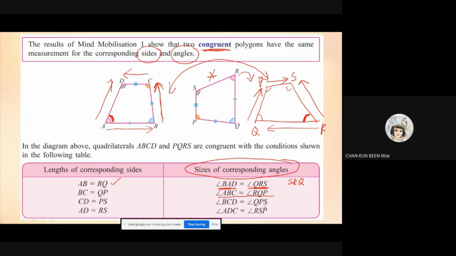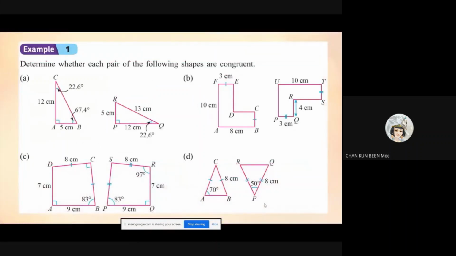Okay, so we move on to the example now. Example 1 here, they ask you to determine whether each pair of the following shapes are congruent or not. So we have A, B, C, D. In the beginning you will have to determine slowly one by one, but later on, when you know how to find out already, you don't have to go through one by one anymore. I'll still show you the example one by one.